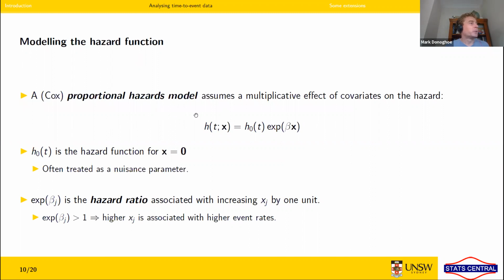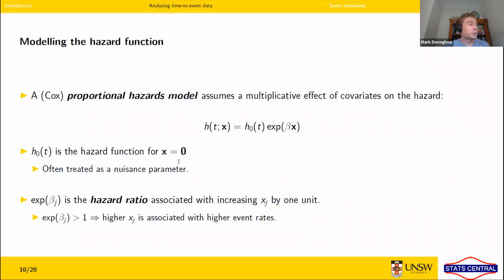So one way that we can model the hazard is through a proportional hazards model, which was first presented by Cox. So you'll often see it called a Cox model as well. So this assumes that there's a multiplicative effect of covariates on the hazard. So this is our hazard function, which depends on time. It also depends on our covariates x through this multiplicative term here. So this first part here is what we call the baseline hazard. So it's the hazard function when the covariates are all equal to 0. And it's often treated as a nuisance parameter because we can actually estimate the regression coefficients without needing to estimate this function.